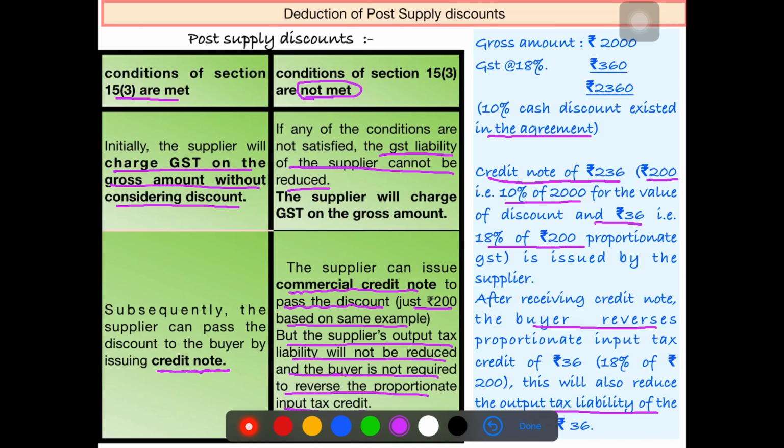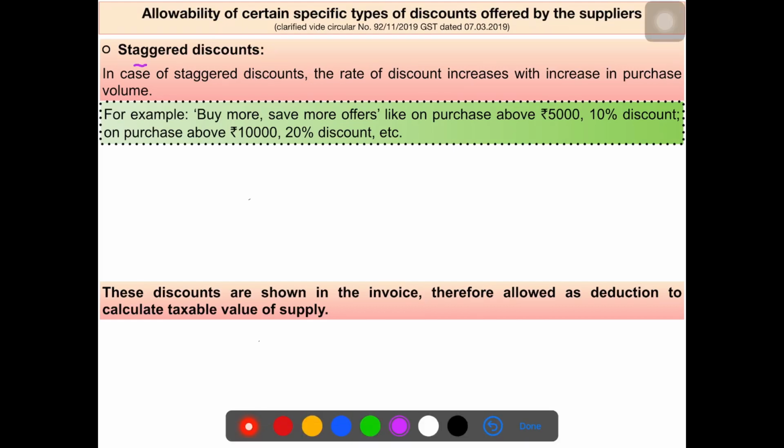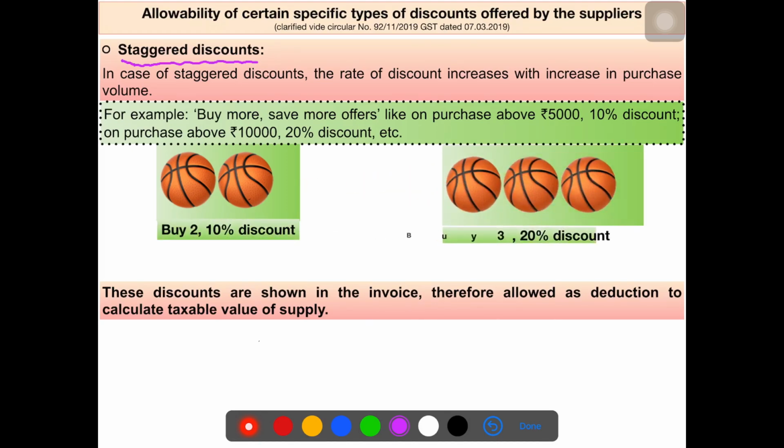Let's move ahead. Now I will explain certain specific types of discounts offered by suppliers and their allowability. The first one is staggered discounts. What do we mean by staggered discounts? It is a rate of discount which increases with an increase in purchase volume. For example, if you buy 2 balls, I will give you 10% discount, but if you buy 3, you will get 20% discount. It's like buy more, save more offers, like on purchase above rupees 5,000, 10% discount, on purchase above rupees 10,000, 20% discount, etc.